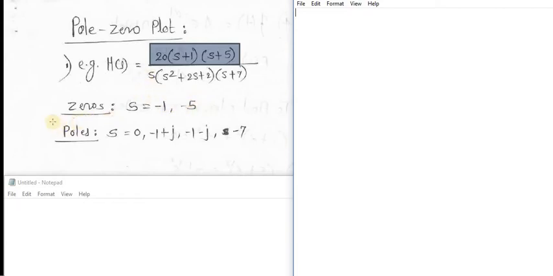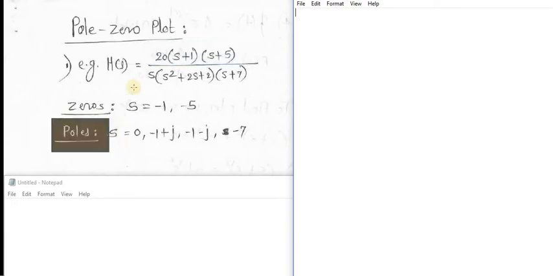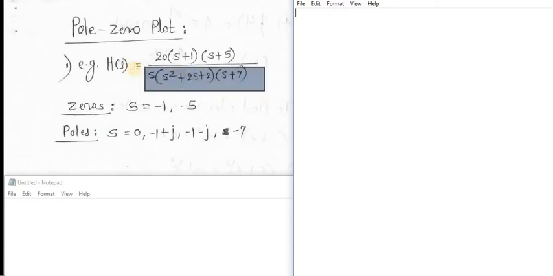Now we know poles are defined as those values of s which will make the denominator of the network function equal to 0 and hence the network function itself infinity. Listen to me once again. The denominator will become 0 but the network function H(s) will become infinity. So look at this. You can clearly see that if we substitute s equal to 0, the denominator becomes equal to 0. If we substitute s equal to minus 7, the denominator is 0.